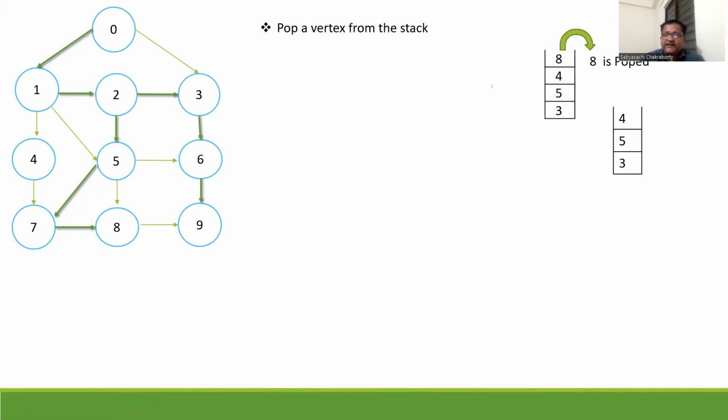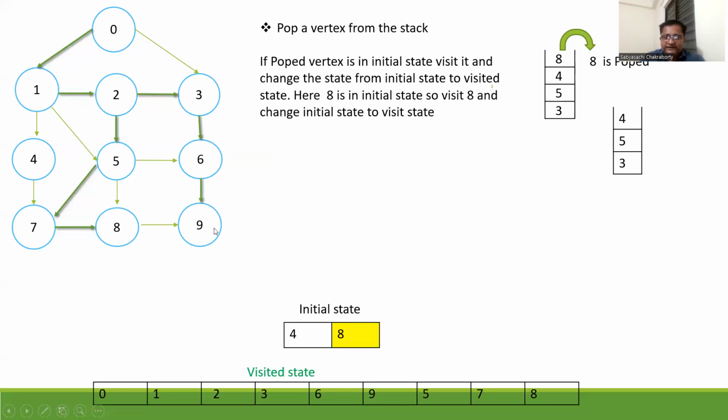So 8 is taken out of the stack. 8 is again explored. We are getting 9. 9 is already visited, so there is no push.